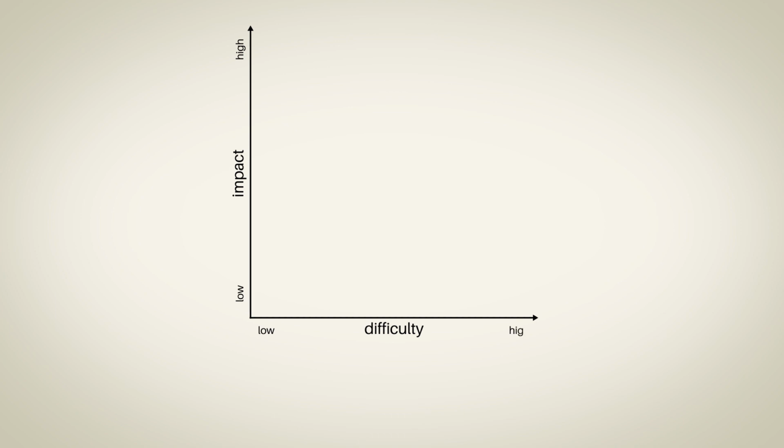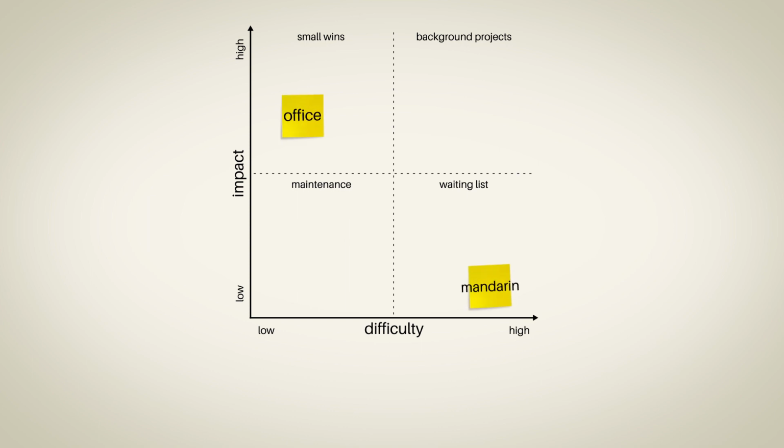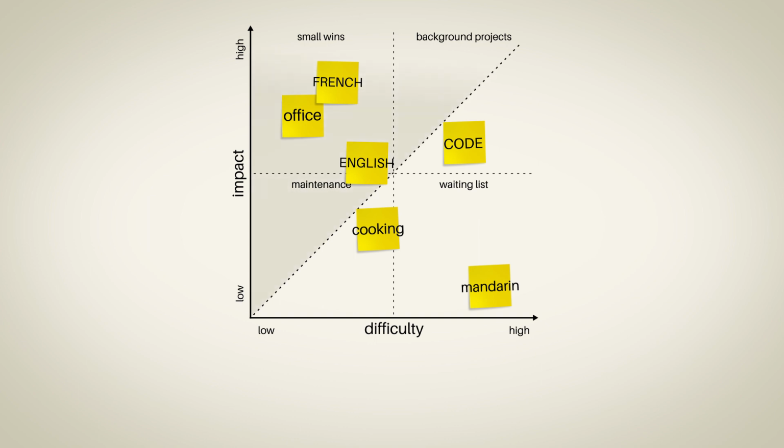Draw a graph. The vertical axis will be impact on your strategic goal. The horizontal axis will be difficulty of a given subject for you personally. Place the subjects of study on this graph. Consider whether each will have a low or high impact and whether it will be low or high difficulty. Once you've done that, I'd recommend considering high impact, low difficulty subjects as your top priorities.